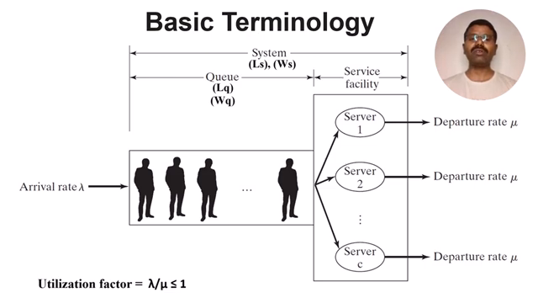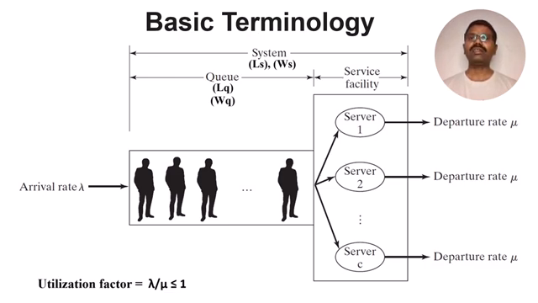Let us try to understand the basic terminology. For example, you went to a hospital for getting treatment, and the hospital is called a system in operations research. In the system, so many patients are waiting in a queue. The number of patients waiting in the line is called the queue. And once the doctor calls you for giving service or treatment, you will be meeting the doctor and you will get a service from the doctor. That is called a service facility.